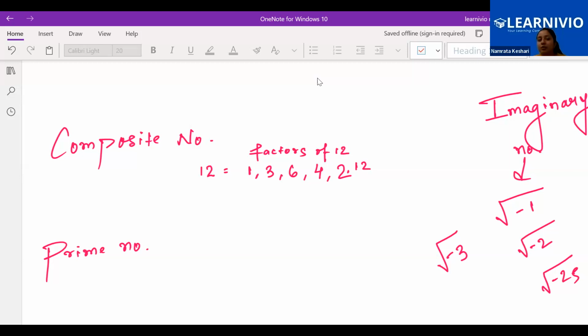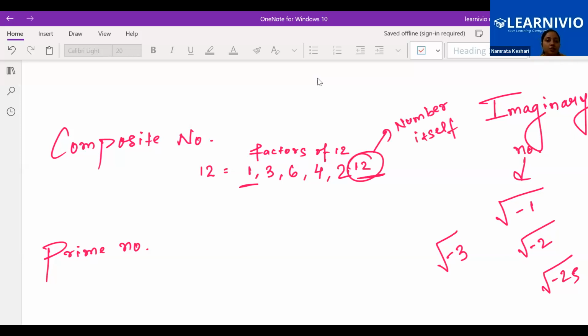5 cannot divide 12 completely. 6 can divide 12 completely, so 6 is also a factor. After that, 7, 8, 9, 10, 11, these numbers cannot divide 12 completely. These are not the factors of 12. The number itself, 12, is a factor of itself. So whenever we are listing down the factors of any number, 1 and the number itself, we always write.